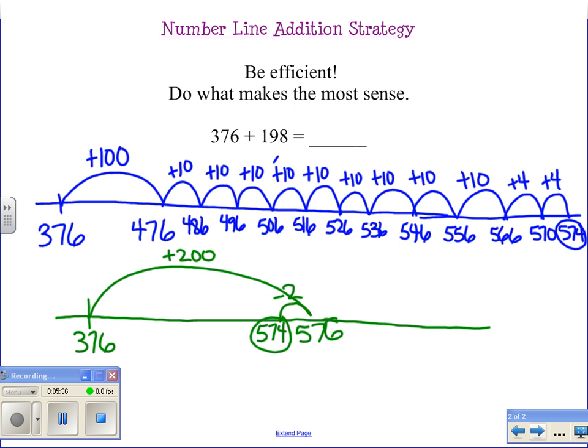So really I have added 198. This distance right here is really 198, but I did it by adding 200 and then taking away 2, which was much faster and much easier. So please do what makes the most sense when using the number line, and good luck on your homework.